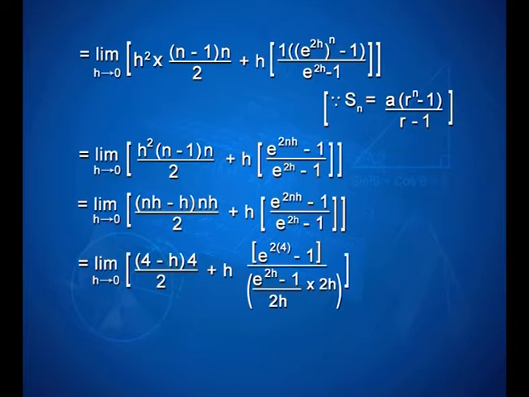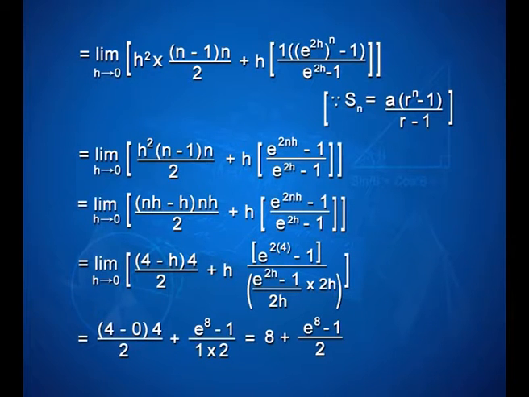that is equal to limit h tends to 0 4 minus h into 4 upon 2 plus h into e to the power 2 into 4 minus 1 upon e to the power 2h minus 1 upon 2h into 2h. This can be further simplified as 4 minus 0 into 4 upon 2 plus e to the power 8 minus 1 upon 2, that is equal to 8 plus e to the power 8 minus 1 upon 2, that is 15 plus e to the power 8 upon 2, which is the answer.